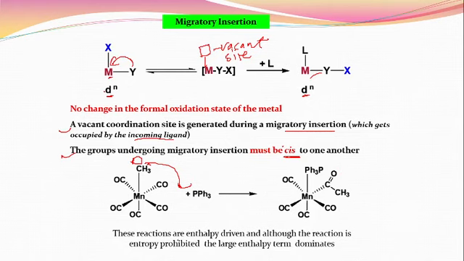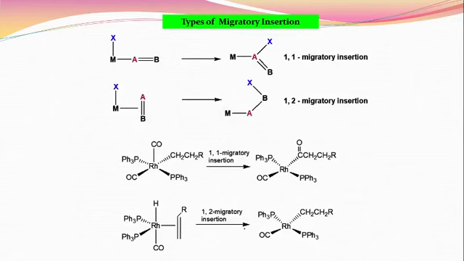These reactions are enthalpy driven, and although the reaction is entropy prohibited, the large enthalpy term dominates. This is called migratory insertion. That means two ligands which are present in the cis position migrate and are inserted in between the metal and the other ligand. That is called migratory insertion.